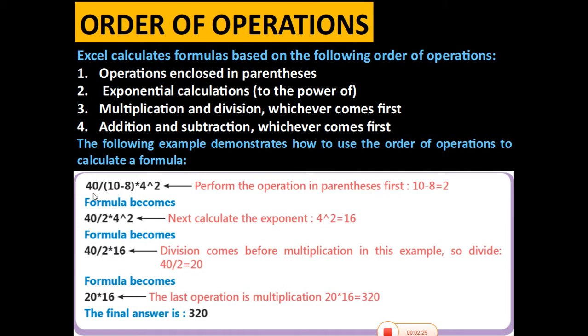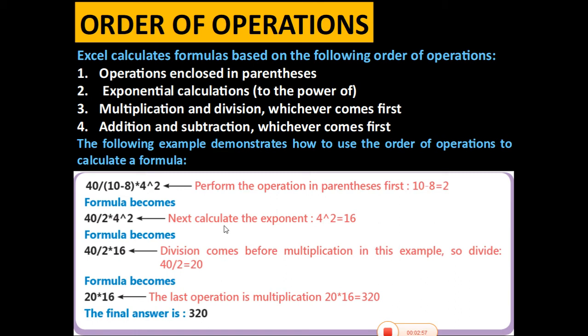This one is the example: 40 divided by bracket 10 minus 8 bracket closed, multiplied by 4 raised to the power 2. Perform the operation in parenthesis. 10 minus 8 is equivalent to 2. First of all, we solve this parenthesis. 10 minus 8 is 2. So 40 divided by 2 multiplied by 4 raised to the power 2.